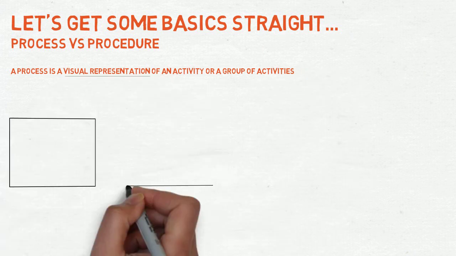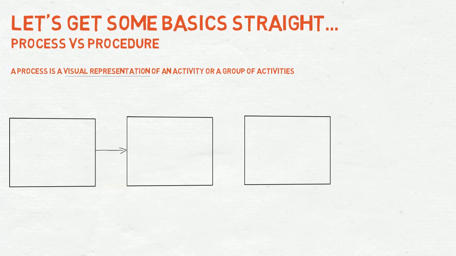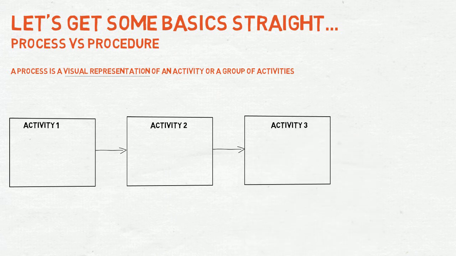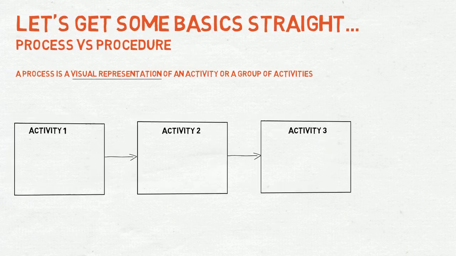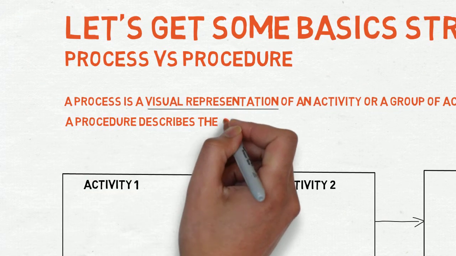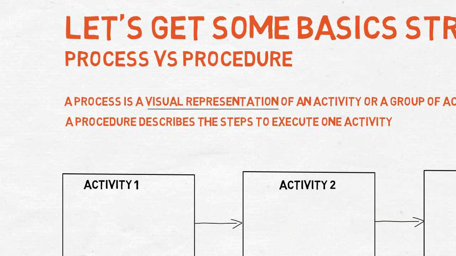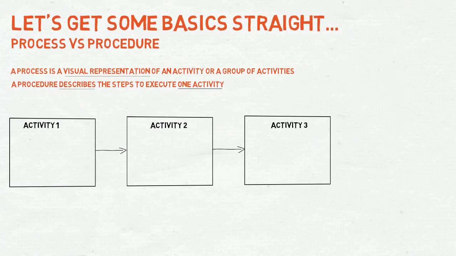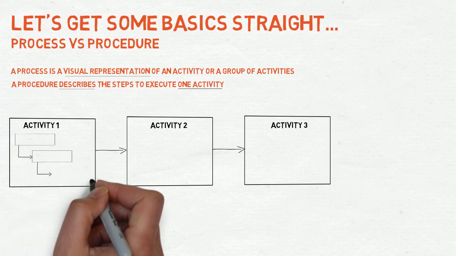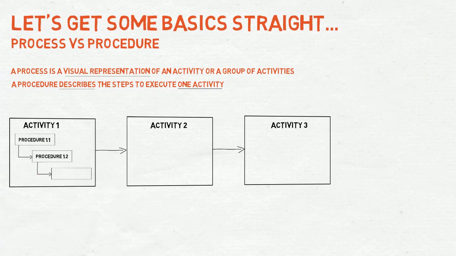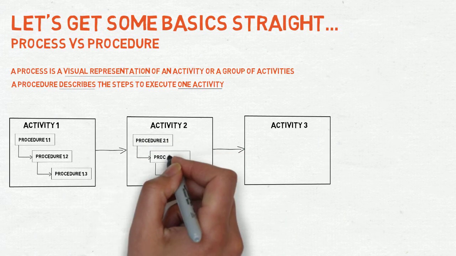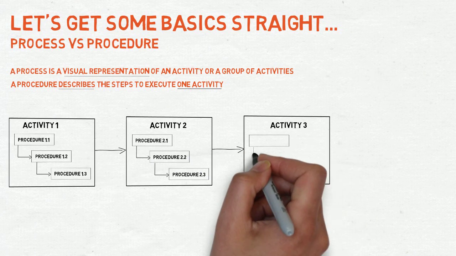Let's assume we have a process that has three separate activities, illustrated in this example as Activity 1, Activity 2, and Activity 3. Now that we have these three activities, let's define what a procedure is and how a procedure relates to an activity. A procedure describes one or more steps that are needed to be executed in order to complete one activity. In this example, each activity has several procedures that are linked in one way or another. Notice the numbering of each procedure. It starts with the activity number, followed by the sequential numbering of each procedure. But we'll get to the numbering in a bit.